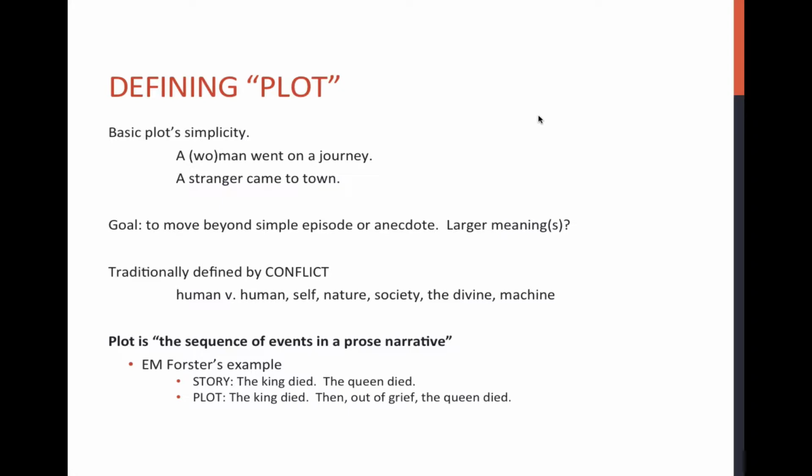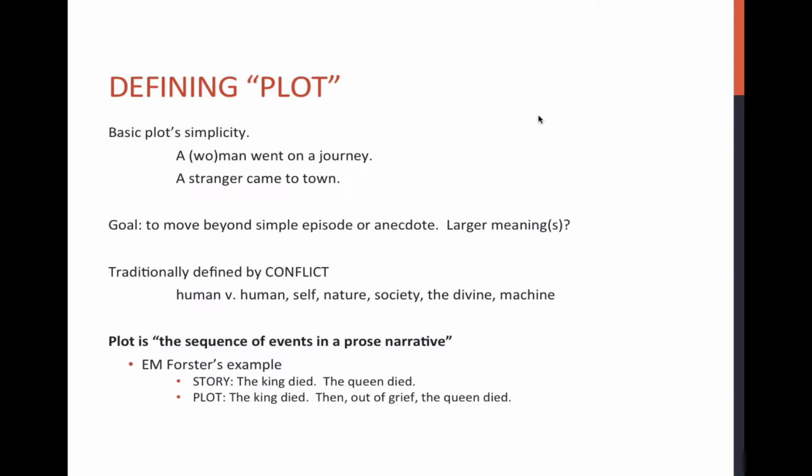One is that a man or woman went on a journey, and the other possible plot is a stranger came to town. So plot in itself can be very simply defined and very simply understood against life, which is complex and complicated sometimes. And so you can look at the stories that we've looked at in the course so far and kind of think about, how does plot kind of try to simplify life itself.